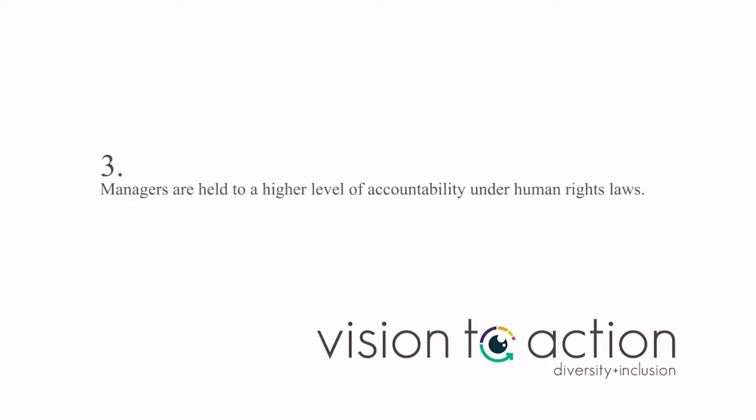Managers are held at a higher level of accountability under human rights laws. So, for example, if an individual files a complaint against a colleague, that individual could cite the manager as part of that complaint, because human rights legislation will assume that that manager knew or reasonably should have known about the situation that is happening on the floor. And so having the tool to, for example, nip in the bud the kinds of attitudes and behaviors on the part of staff before they become a matter for complaint is really important.